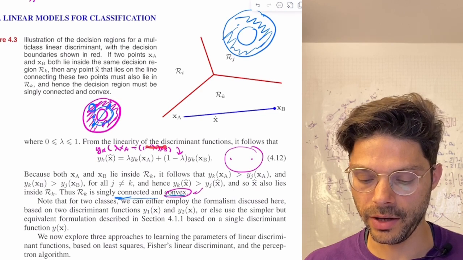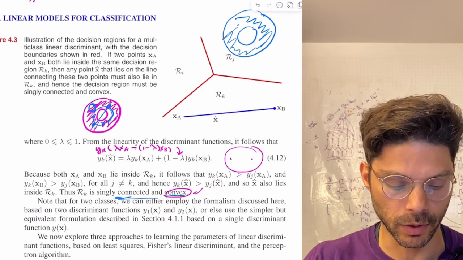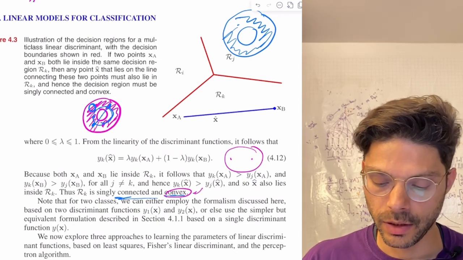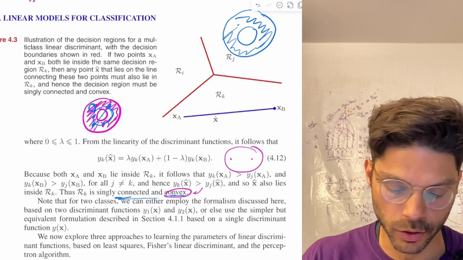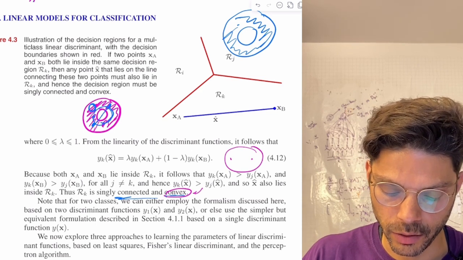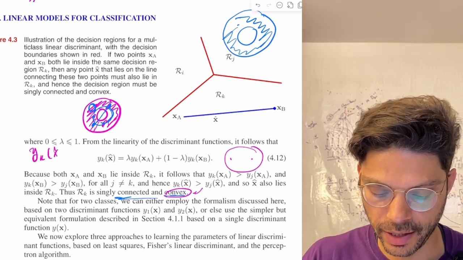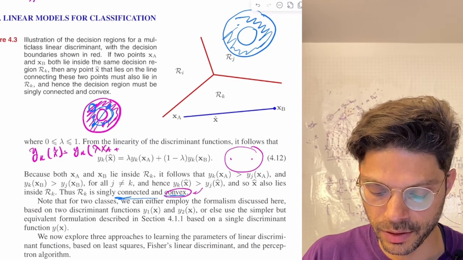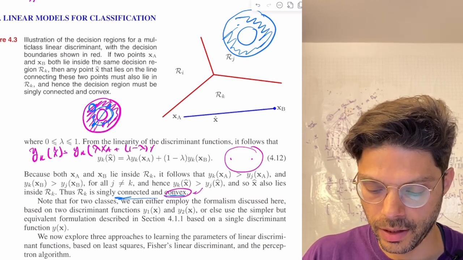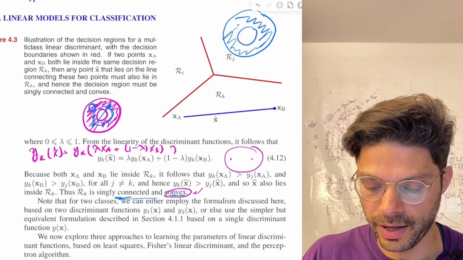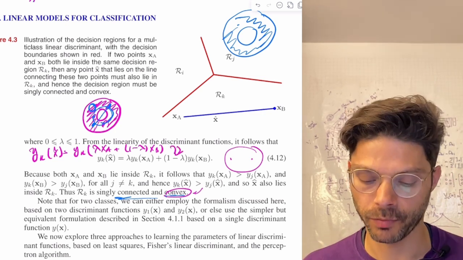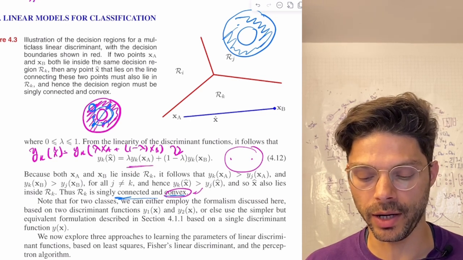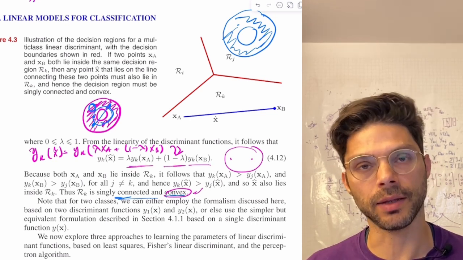Now from the linearity of the discriminant function, let me erase all of this. So what's y_k of x-hat? It's y_k of lambda x_A plus (1 minus lambda) x_B, but due to linearity, that is the same as this. So y_k of x-hat is just lambda times y_k at one end plus (1 minus lambda) times y_k at the other end.